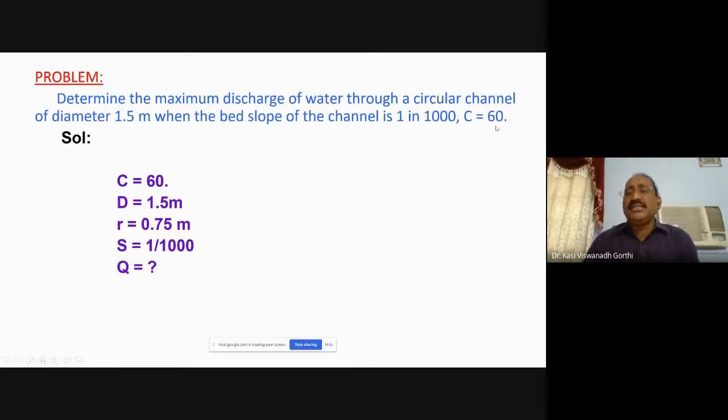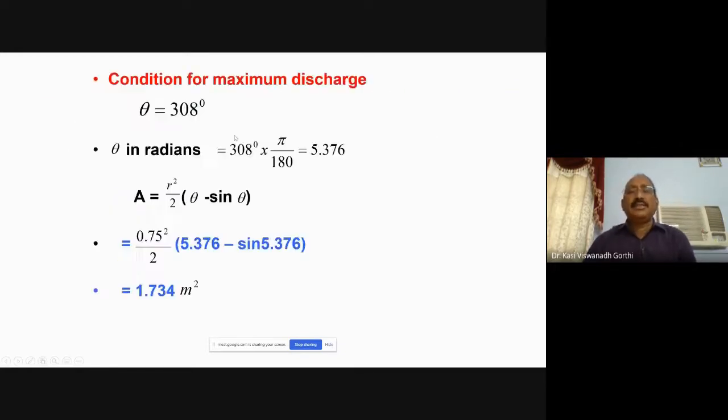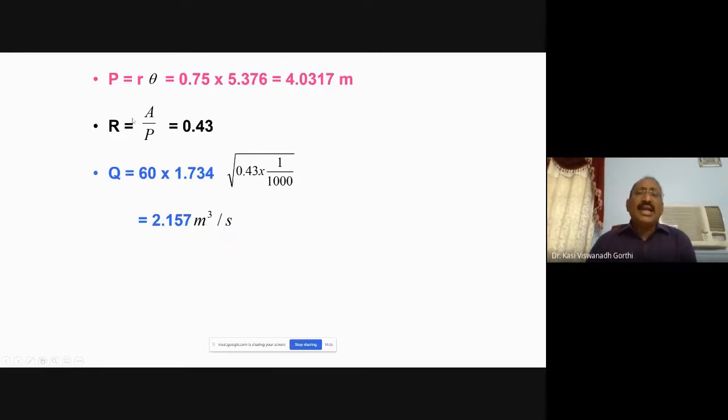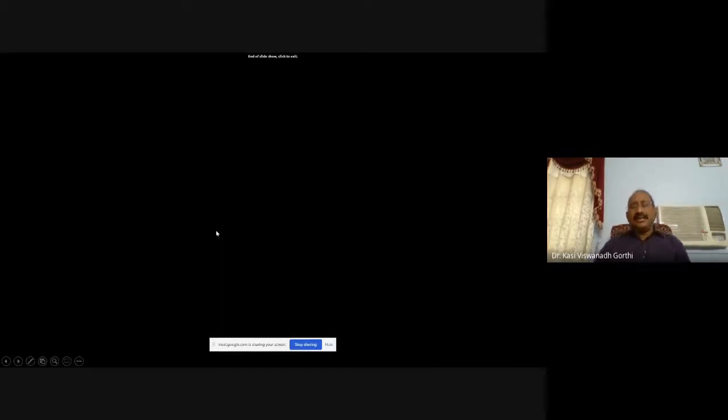So while using Chezy's coefficient, what is the condition for maximum discharge? The condition for maximum discharge is theta is 308 degrees and the depth of flow y must be equal to 95% of capital D, 0.95 D. These are the two conditions. Accordingly, theta is 308 degrees, or theta in radians will be 308 into pi by 180, so 5.376. Wetted area is R square by 2 into theta minus sine theta, and wetted perimeter P is equal to R into theta. Hydraulic radius R is A by P. So substitute those values here, and you are getting the discharge Q.